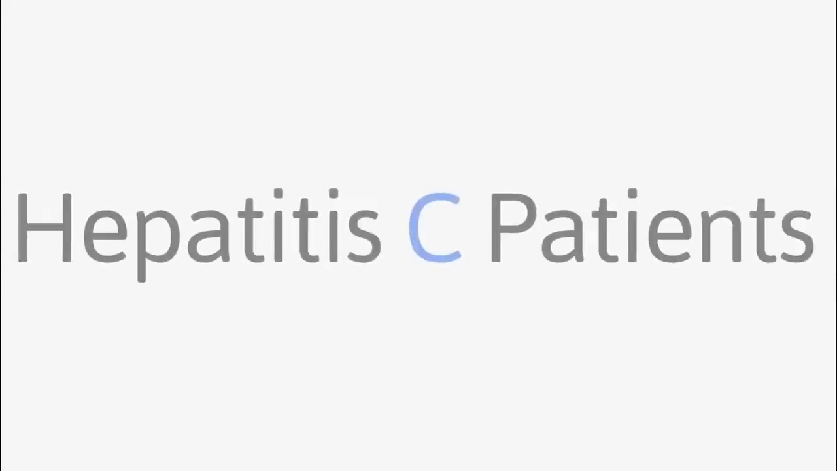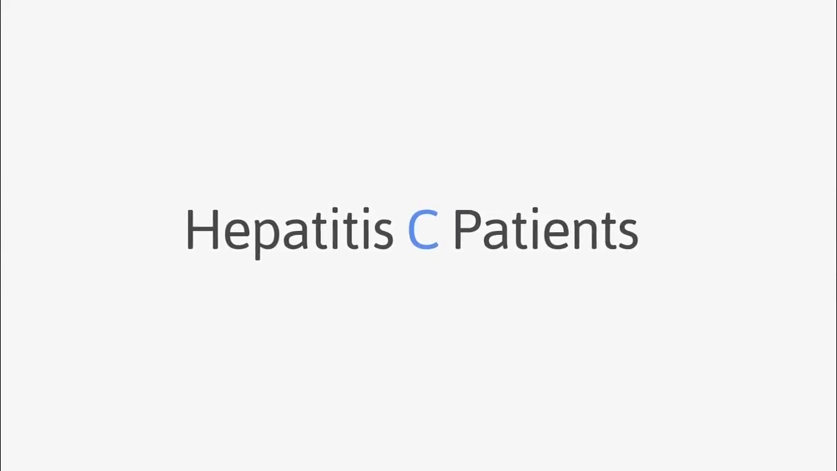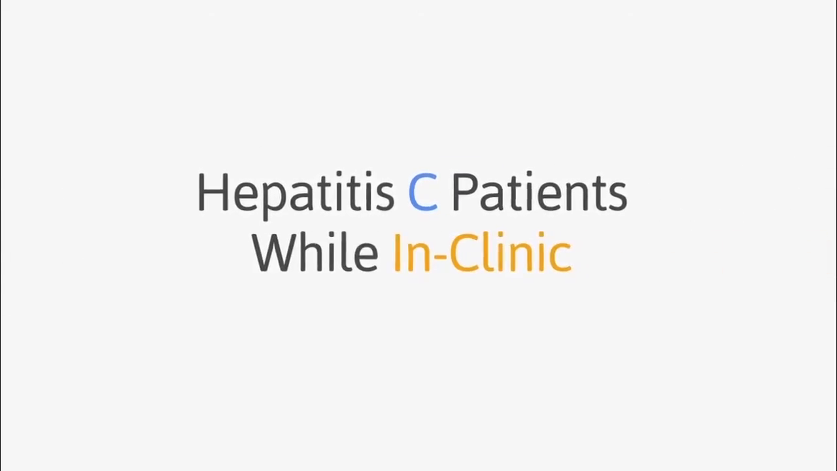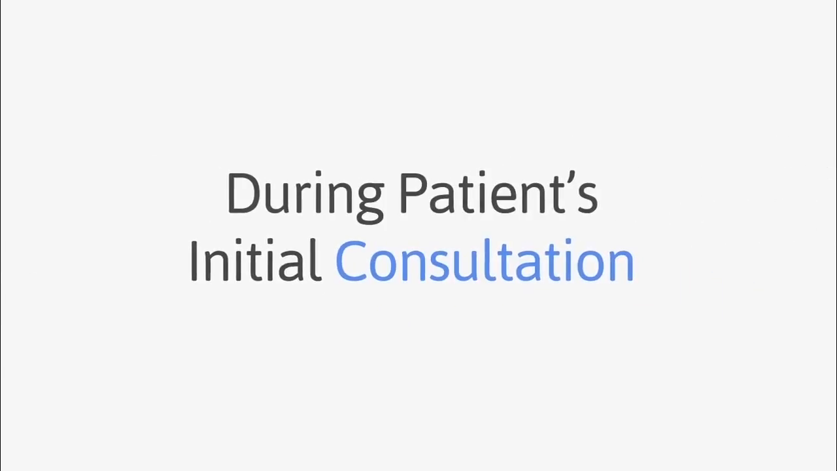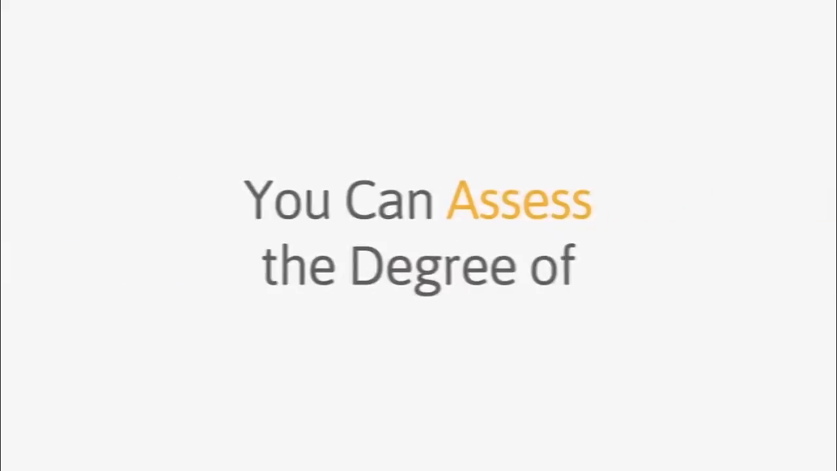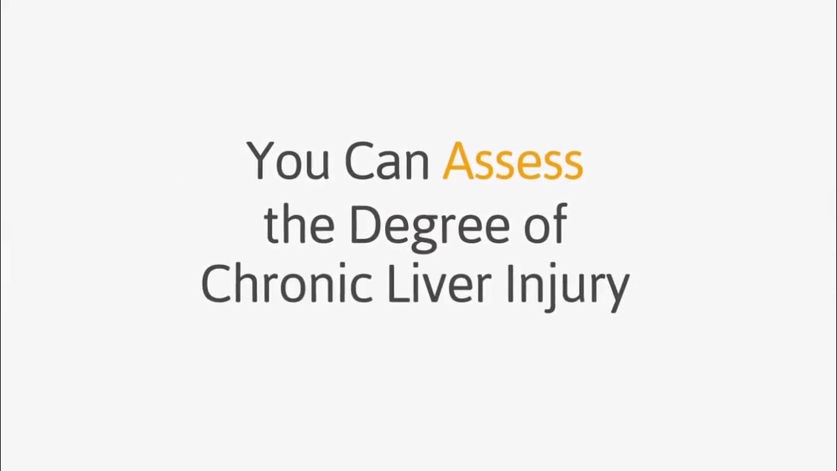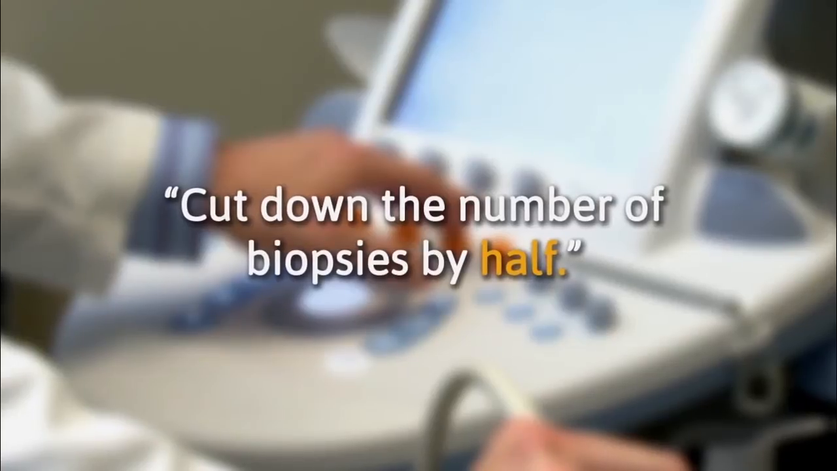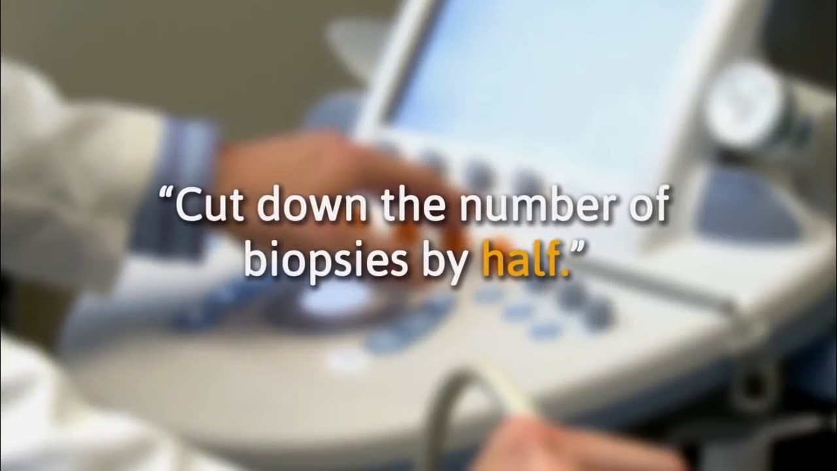The most common way is a patient who has hepatitis C. While they're in clinic, you can perform shear-wave elastography on them, and while they're there having their initial evaluation or consultation, you can make a determination about the degree of chronic liver injury that they have. And we're using that on a routine basis to help us make clinical decisions about how we treat patients. And we think that it will probably cut down the number of biopsies that we need by about half.